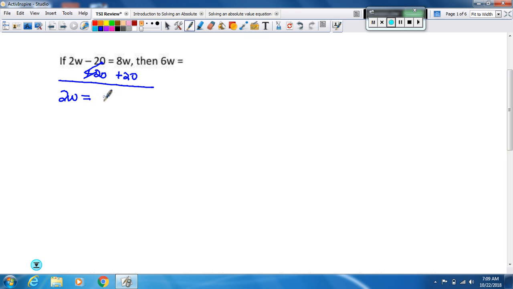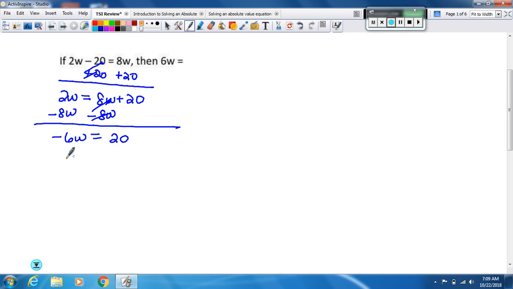Equals 8w plus 20. Now we have to get the w's over. I don't want to move the 2w because that leaves me with nothing, and you don't want to ever do that to yourself. So I'm just going to subtract 8w from both sides. So I get negative 6w equals, opposites cancel, 20. And then divide both sides by negative 6.